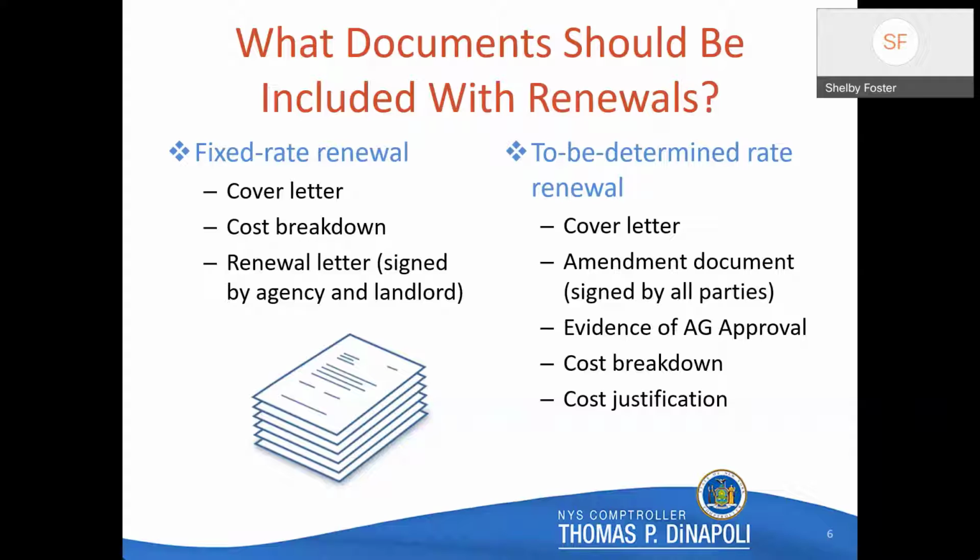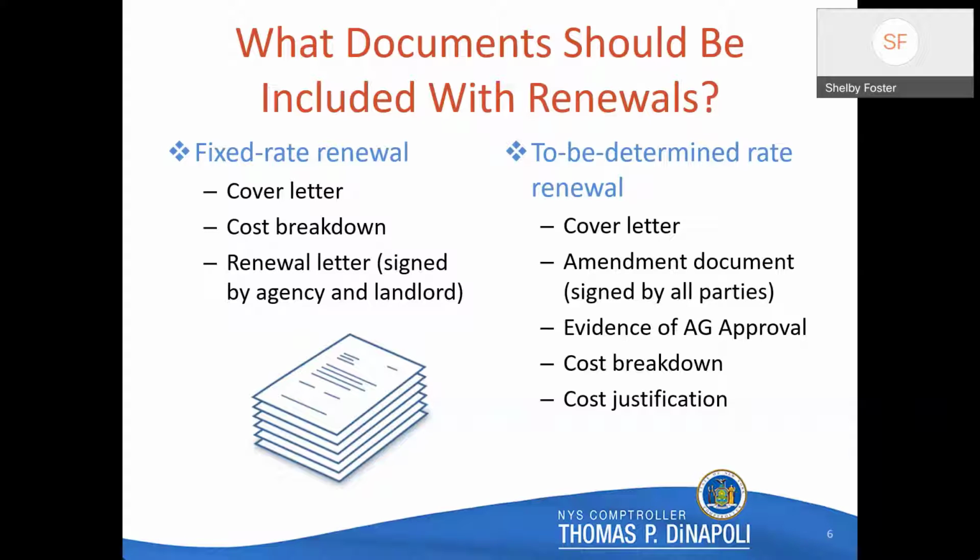A to be determined rate renewal differs from a fixed rate renewal in that the rent amount for the renewal period is not predetermined and written into the original lease's renewal terms and must be negotiated between both parties. When the rental rate is being negotiated for the renewal period via a market study or an appraisal, this is an example of a to be determined rate renewal.